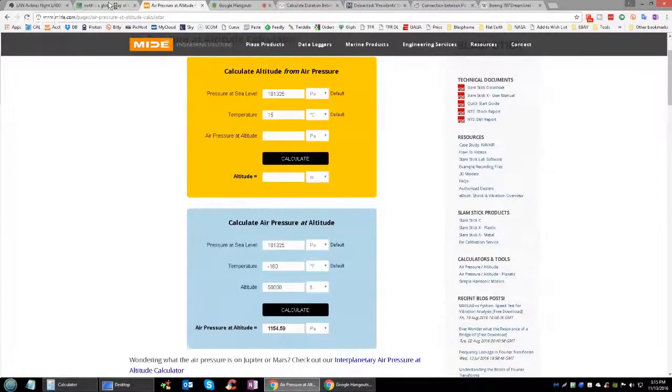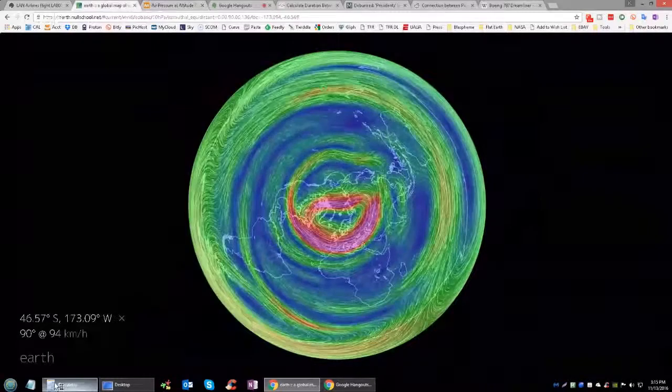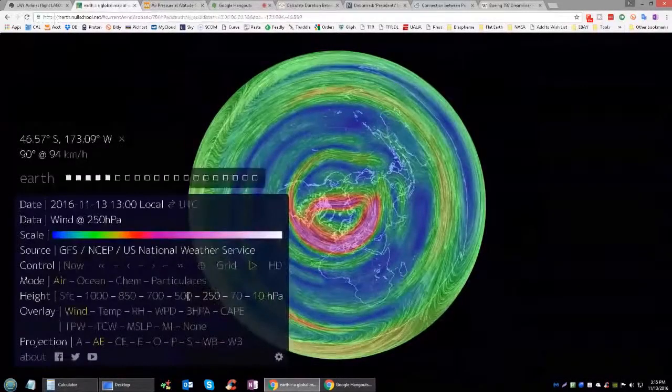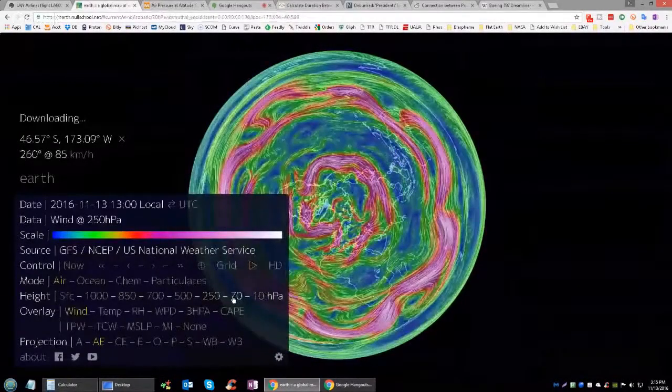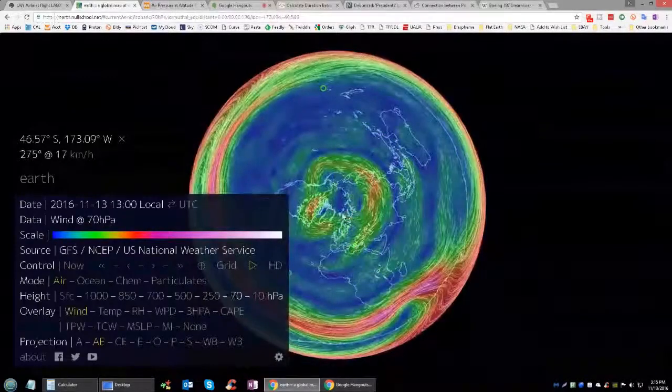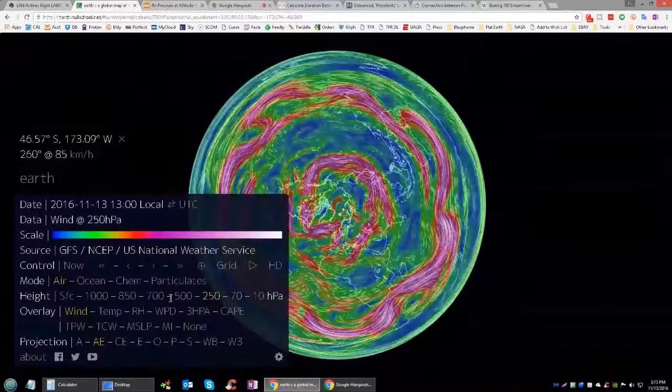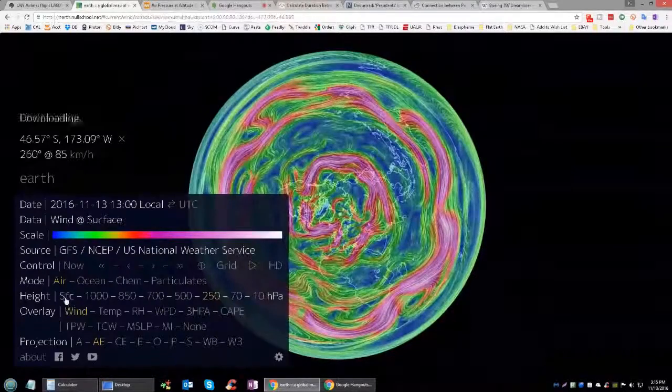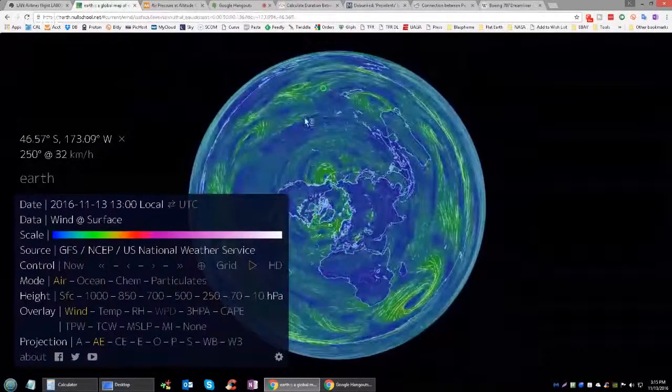Okay, I see what I'm doing. I'm not getting the true height, because before I was looking at this and seeing only about 250, and then I was trying to go back and forth between the 70. But you'll see how differently the winds move. As you go this way, you're getting close to the surface. So here's your surface winds, which aren't much.